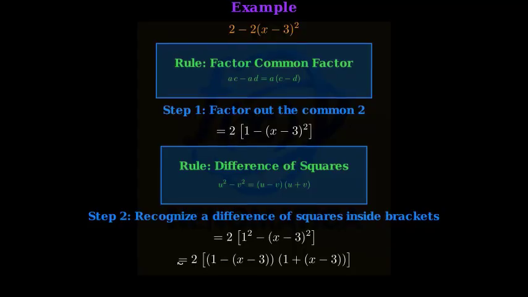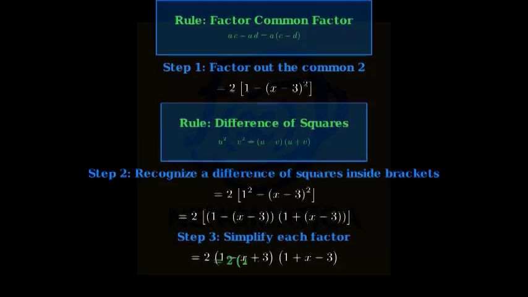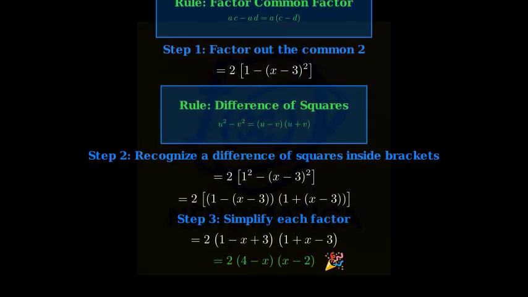For step 3, we'll simplify each factor inside the brackets. For the first factor, 1 minus the quantity x minus 3 simplifies to 1 minus x plus 3, which equals 4 minus x. For the second factor, 1 plus the quantity x minus 3 simplifies to 1 plus x minus 3, which equals x minus 2.